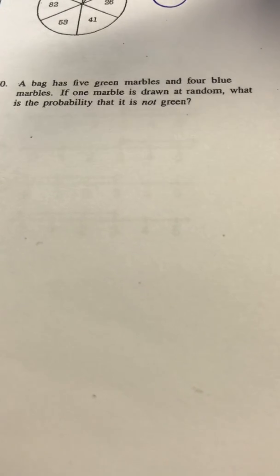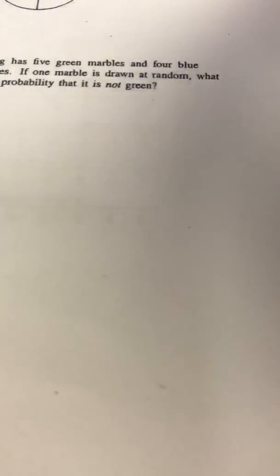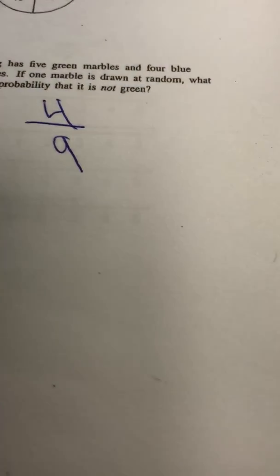Okay. And number 50. A bag has 5 green marbles and 4 blue marbles. If one marble is drawn at random, what is the probability that it is not green? So I have 5 plus 4, that makes 9 total marbles. How many of those marbles are not green? 4 of them. You cannot simplify 4/9, so that is our final answer.